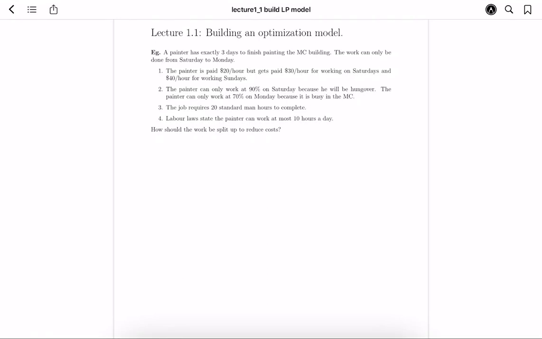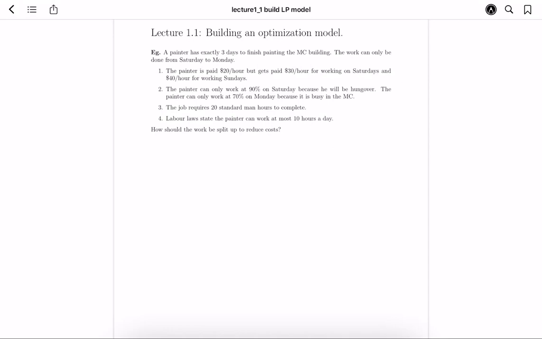In this video, we give an example to show how to build an optimization model. Assume we are asking a painter to paint the MC building in 3 days. The work has to be done from Saturday to Monday.